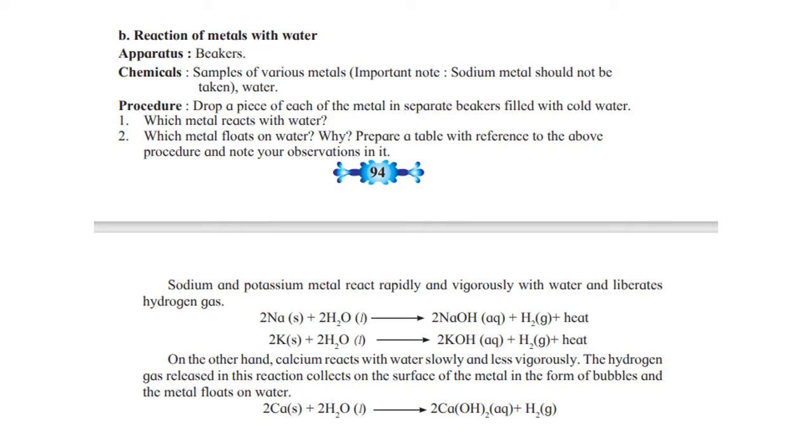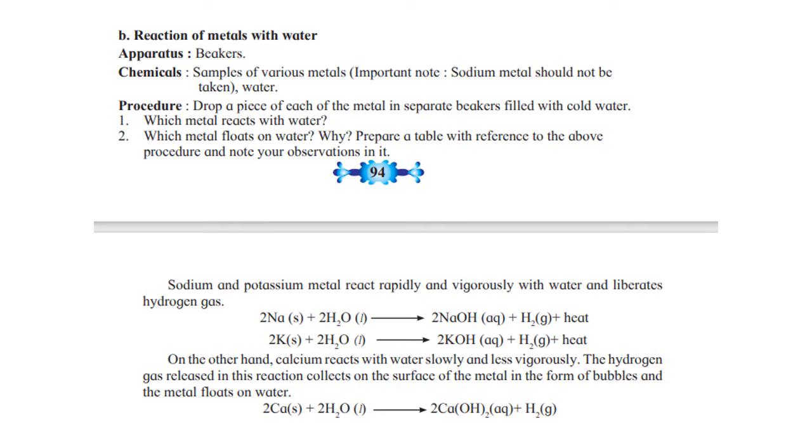Take some samples of metal pieces and drop each piece of the metal in a separate beaker filled with cold water. Now see how they react with the cold water. Do all of them react, or do some of them float, and some of them do not react? Make a chart with your observations written on it.